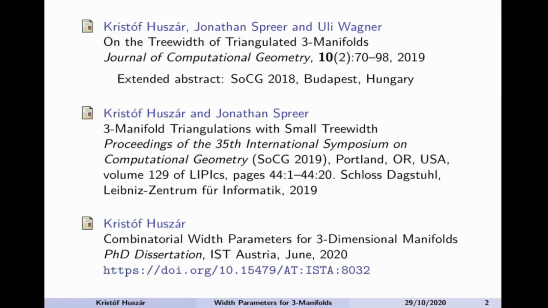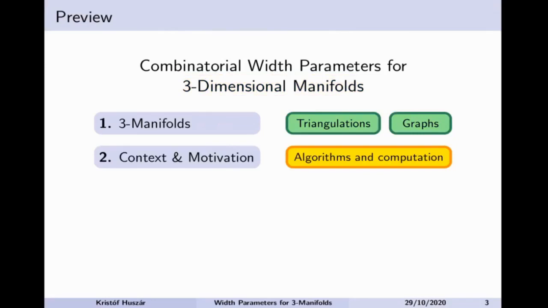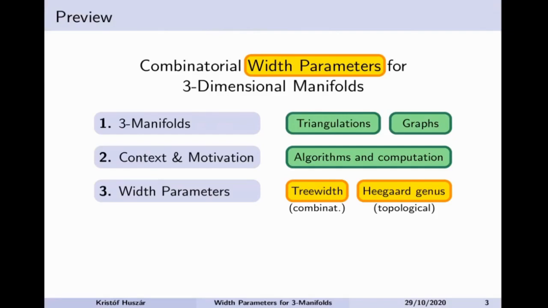So I would like to start with a quick overview of the talk, which is best seen through the title. The talk has two parts, and in the first part, I will briefly review triangulations and their dual graphs of three-manifolds. Then I would also like to talk about the context and the motivation of our work, which is mainly algorithms and computation. Then I would like to illustrate some width parameters, which appear to be very important in this context.